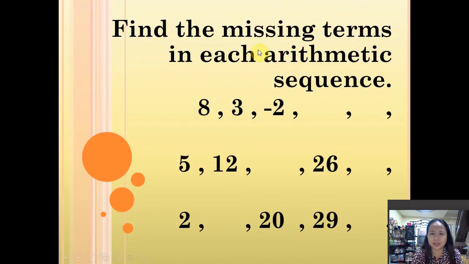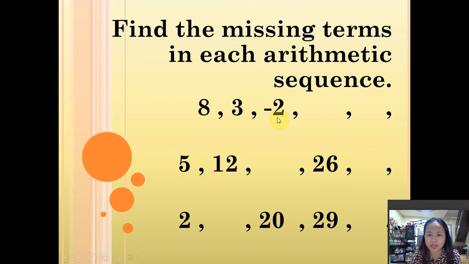Now, find the missing terms in each arithmetic sequence. So there are missing terms. Look for the pattern, look for the common difference first in order to get the missing terms. We have 8, 3, negative 2. What do you think is the common difference? Again, subtract consecutive terms. So we have 3 minus 8, that's negative 5. Just like here, negative 2 minus 3, that's also negative 5. So our common difference is negative 5.